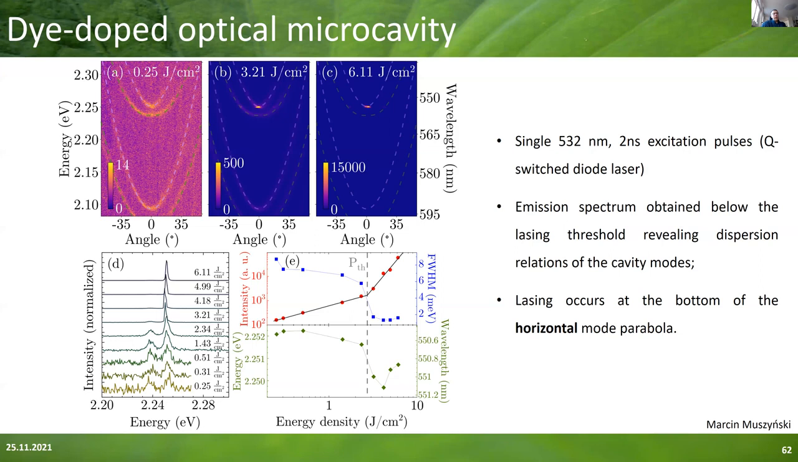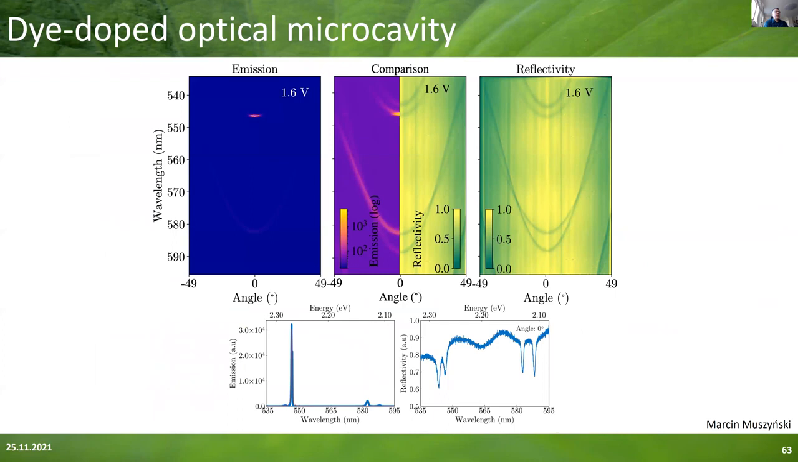We observe that the line width over the threshold decreases, and the energy also changes, but it's not blue shifted, it's red shifted. There might be many reasons that we observe such an energy shift in our system. But what is important is that this lasing occurs in the horizontal mode.